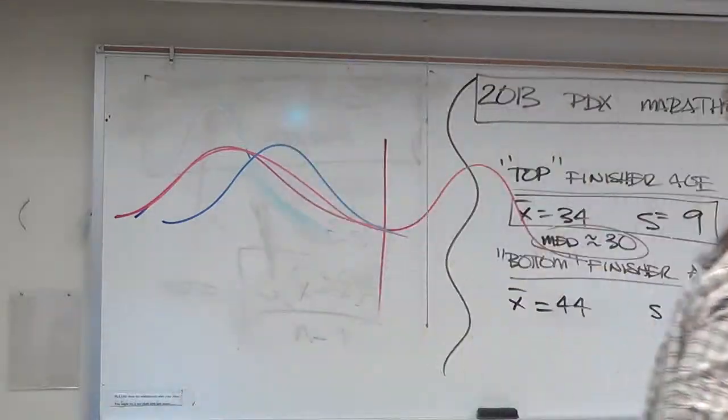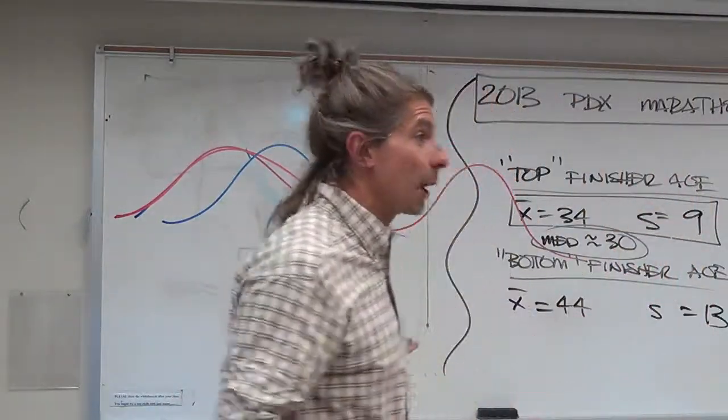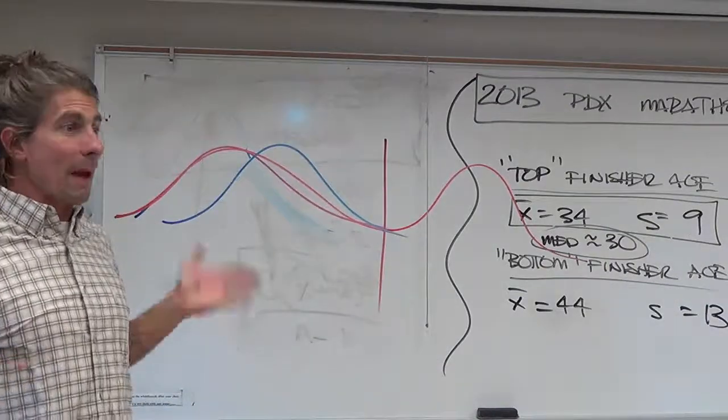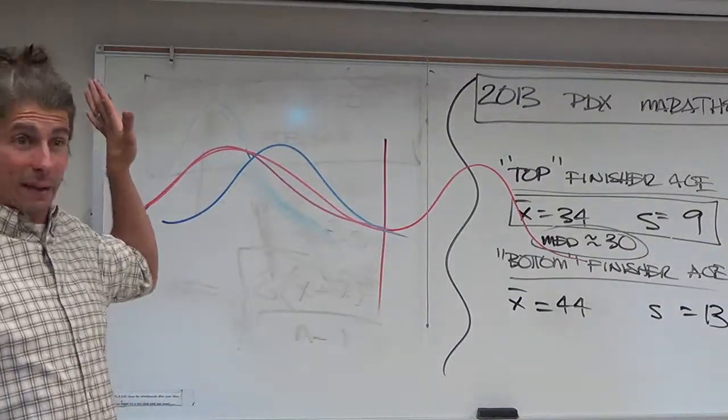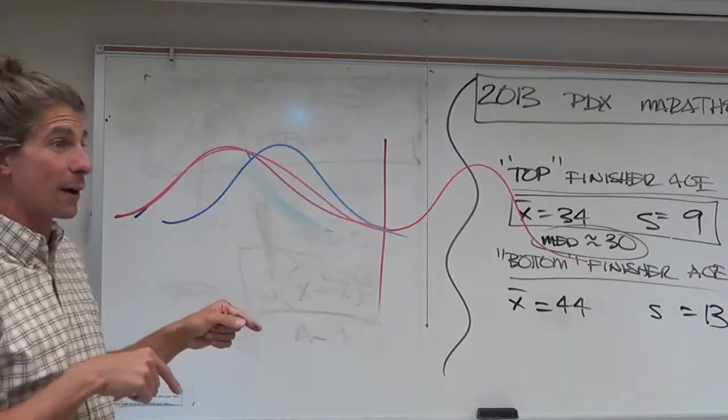Now, I'm not saying that even proves or disproves anything. I'm just saying that my average didn't help me prove or disprove that. I can't take too much from that other than that, but I can say that the bottom finishers are 10 years older on average. Please, Andrea.